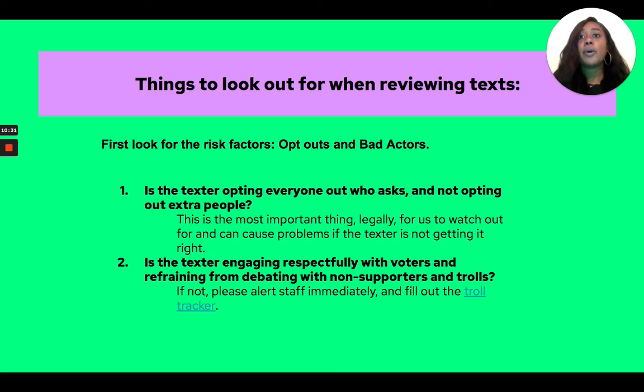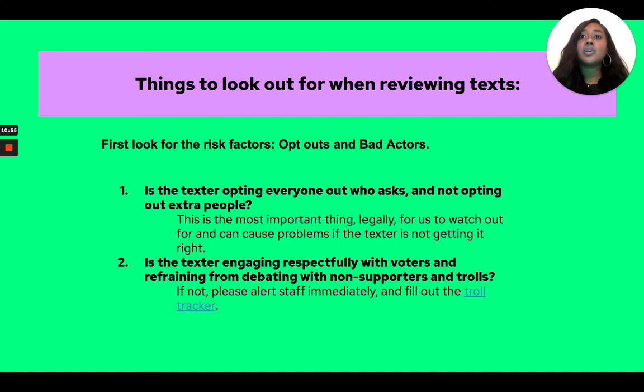This is so important because every texter must follow it, and if the person you're reviewing is not getting it, they probably should not be texting until we talk with them about it. One or two mistakes are fine. Consistent mistakes warrant a conversation. If while reviewing messages you see a missed opt-out, please go ahead and opt out the voter. We are legally and ethically required to do this.